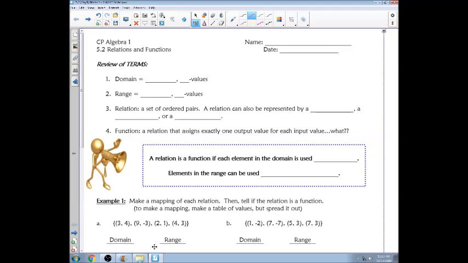Welcome back to Mr. DuPage's classroom. This lesson is for my Algebra 1 class. It is 5.2, Relations and Functions. We're going to review some terms.